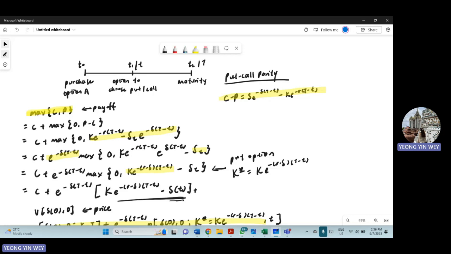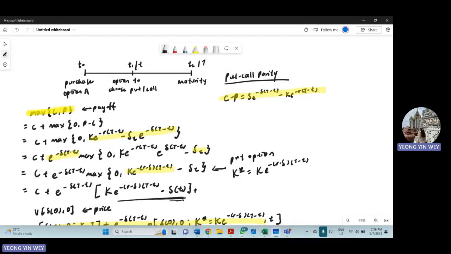Rationally, we will choose a put option or call option based on the value. For example, if the call option has more value at T1, then we will choose the call option. If the put option has more value, then we will choose the put option. So we can denote that the payoff is the maximum of the call option and put option.